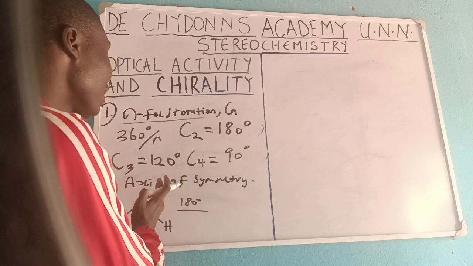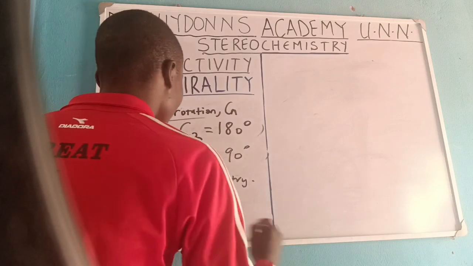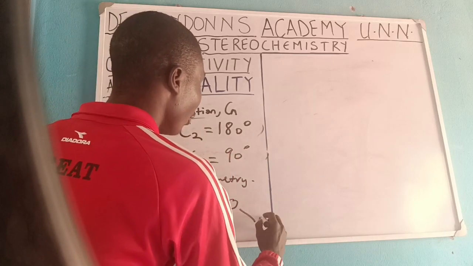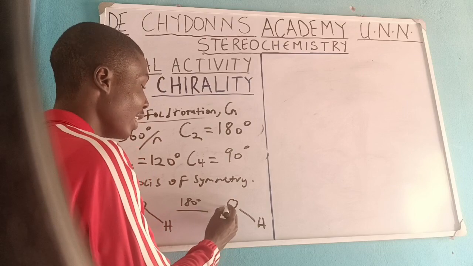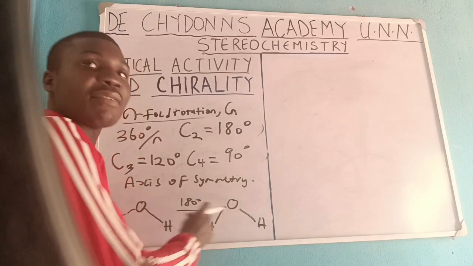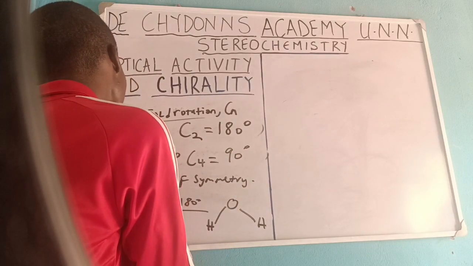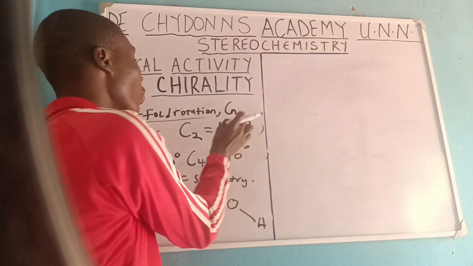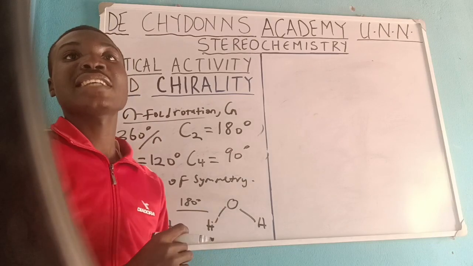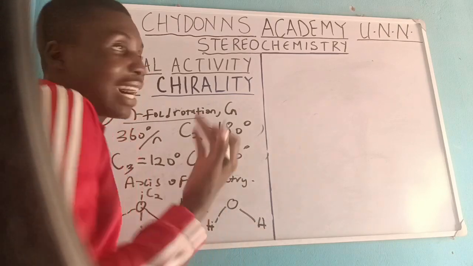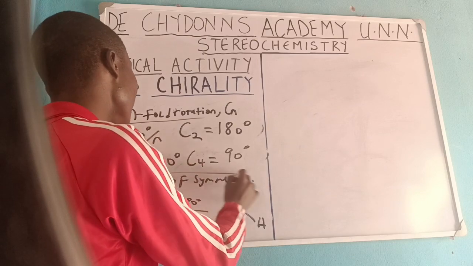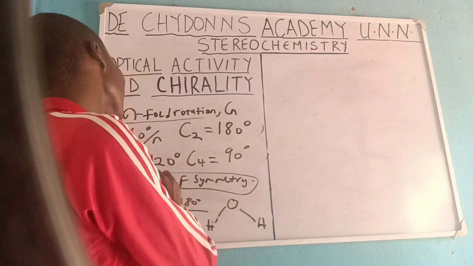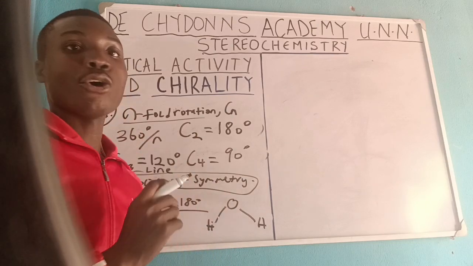So this first coming out is 90 degrees and then going back is 180 degrees. You will now have this hydrogen on this side and this hydrogen on this side. You are still having the same molecule. So it means that water has a C2 n-fold rotation, because with 180 degrees you are getting exactly the same image. So it means that water is achiral because it has an axis of symmetry. So the element of symmetry being used here is axis of symmetry, also known as line of symmetry.